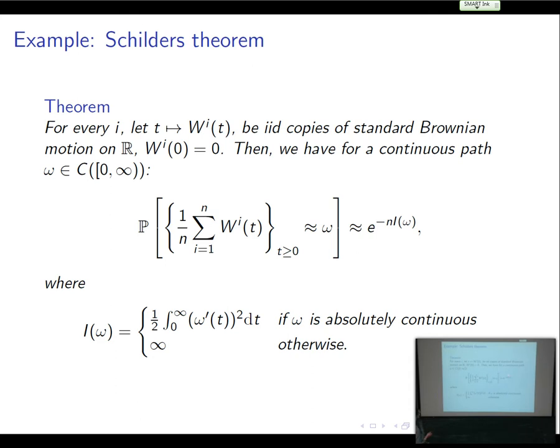I've written the following. For a continuous trajectory omega, we know that the probability that the trajectory of averages is close to omega decays, as we've seen before, as e to the power minus n times I of omega, where I of omega is the following rate function. We look at the derivative of omega, square it, integrate and divide by 2. And of course this we can only do if omega is absolutely continuous, and otherwise the rate function is infinite.